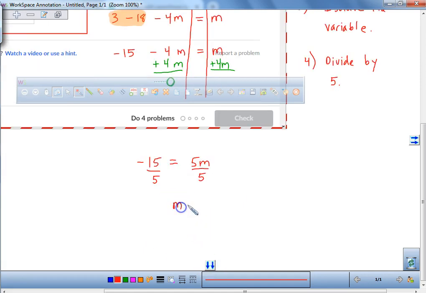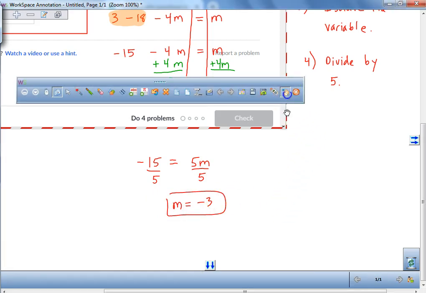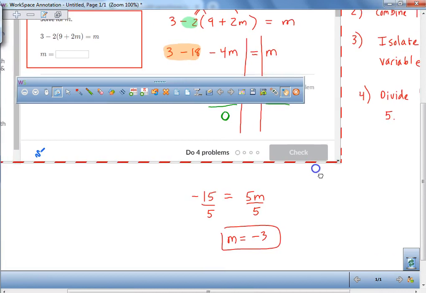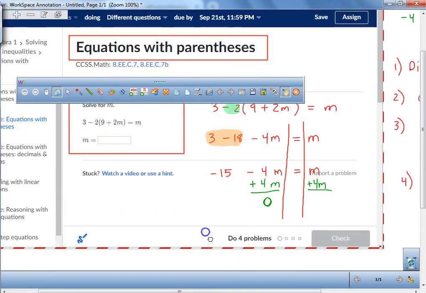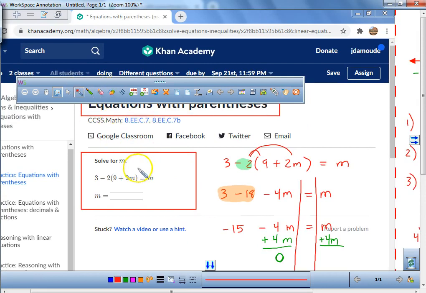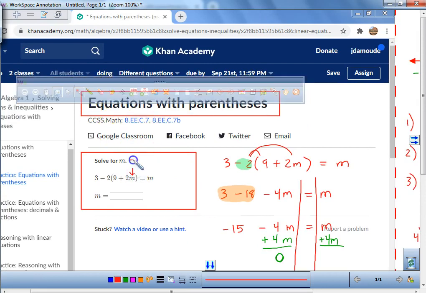And we get m equals -3. All right, and that's what we get. Now, if you ever wanted to check your answer, to see if it worked, what you would do is take this -3 and plug it in right there, and then plug it in right here.